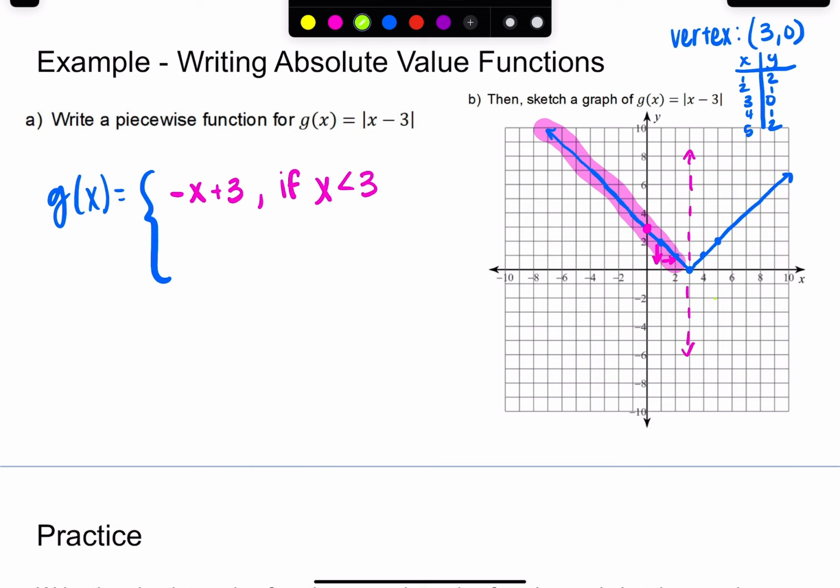All right, our next part is this line right here. So my slope, I'm going up 1 over 1, so my slope is positive 1, so I'll have positive 1x. And then if I were to keep going with this line, following the same pattern, then my y-intercept would be at negative 3. So minus 3. And then our interval for that is if x is, we're to the right of our vertex, so greater than 3. And that's my piecewise function.